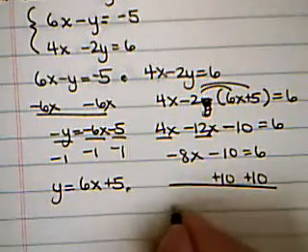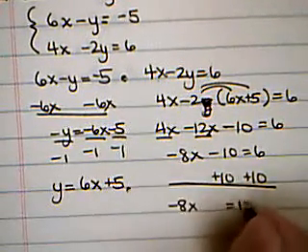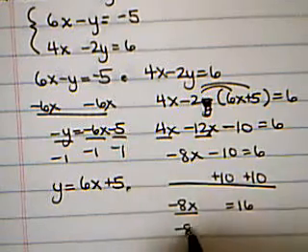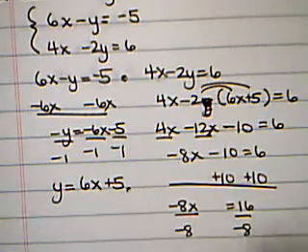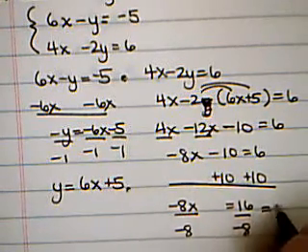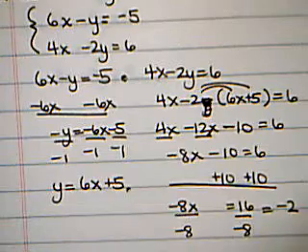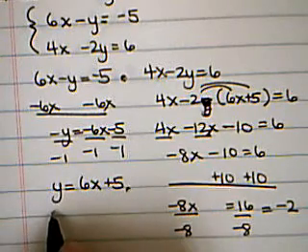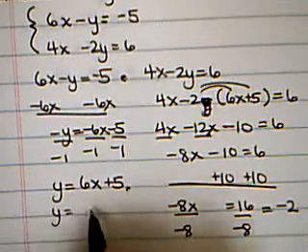And I end up with negative 8x equals positive 16. Divide both sides by negative 8, and then my x value is going to equal negative 2. But I've got to go back and find my y, because remember, these are two equations that are intersecting.